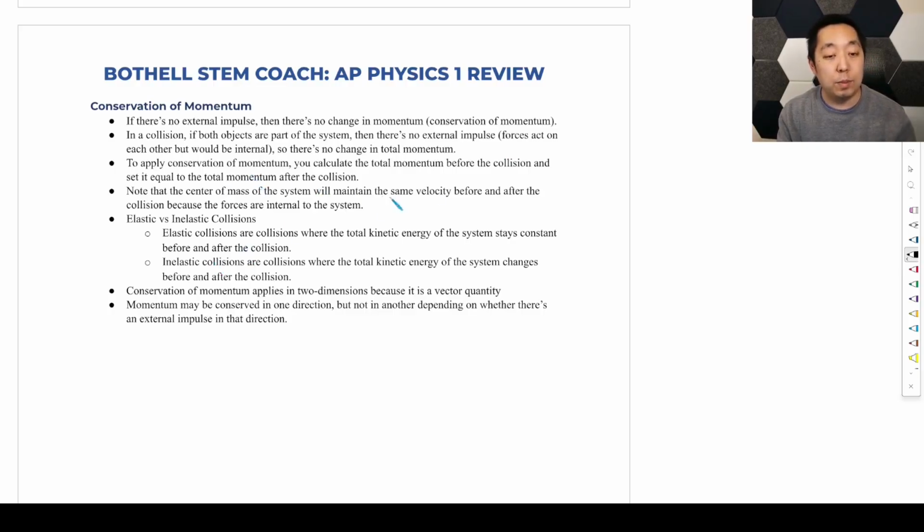We'll go through the problem-solving steps, but basically, you calculate the total momentum before collision and after collision, and then if there's no external impulse, we say the momentum is conserved. You set them equal to each other.